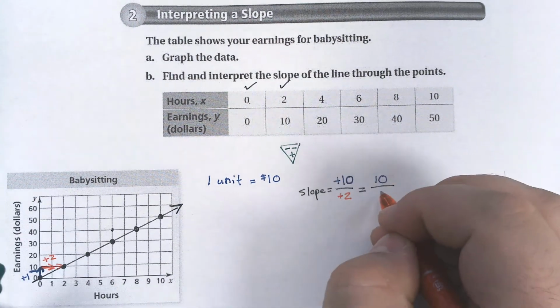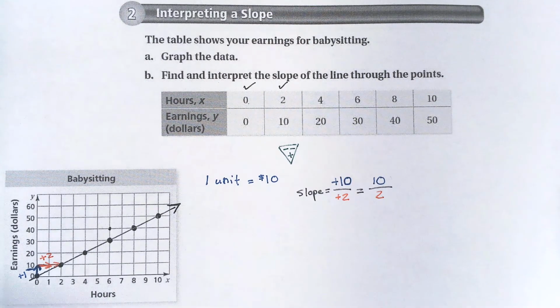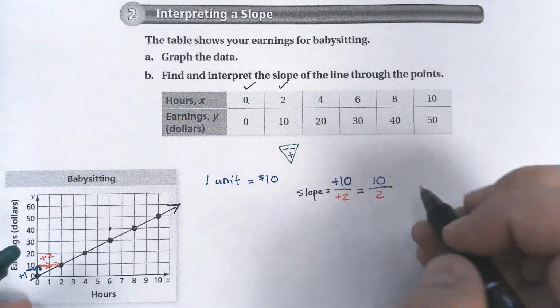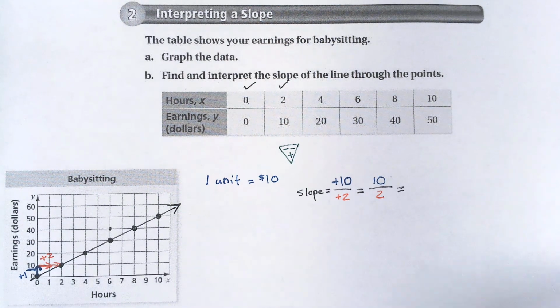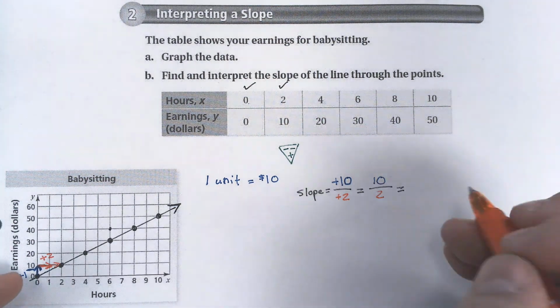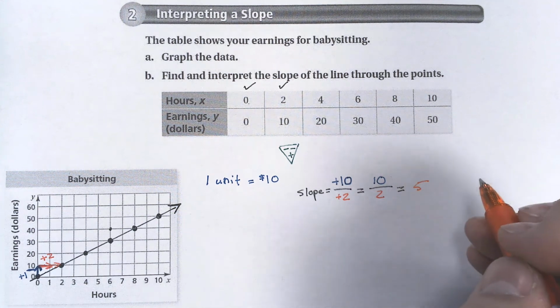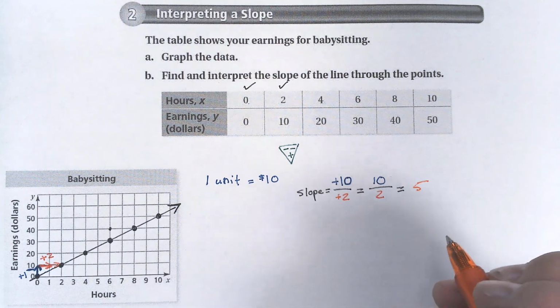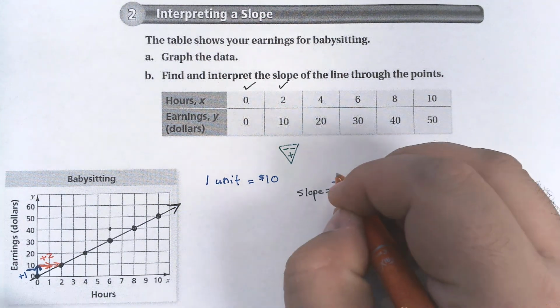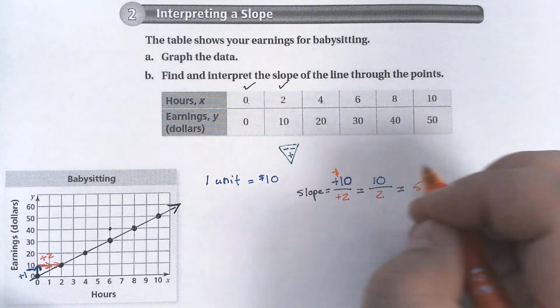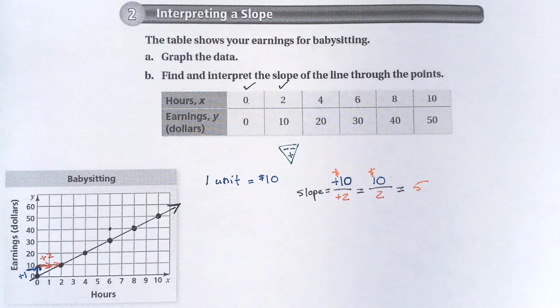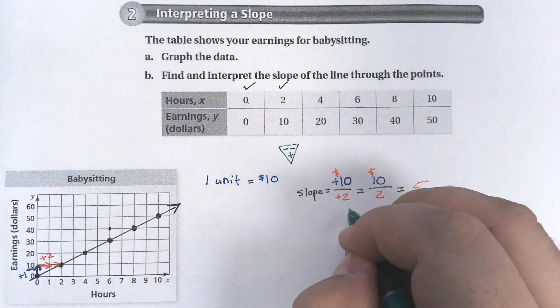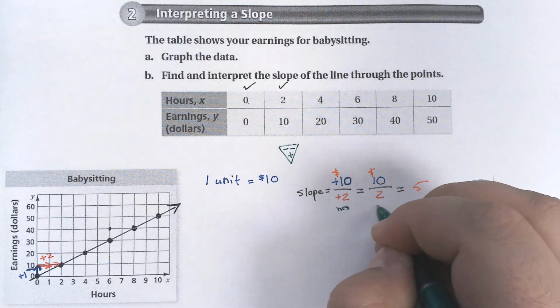So 10 over 2. That still doesn't tell me, hey, at 5 hours, how much am I making? So I actually have to solve this to figure that out. If I take 10 divided by 2, I get 5. So what does this tell me? Well, if I remember, this was $10.